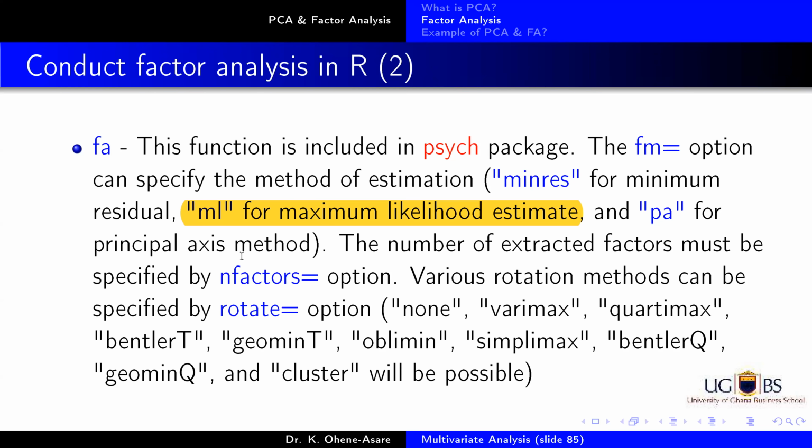I'm not going to be dealing with so many nitty-gritty details of all of these options because we are not going deeper. There are various rotation methods you can specify under rotate. You can choose none. The default is the Varimax rotation. We have the Quartimax rotation. We have the Bentler rotation, Geomin rotation, Oblimin, Simplimax, and Cluster.